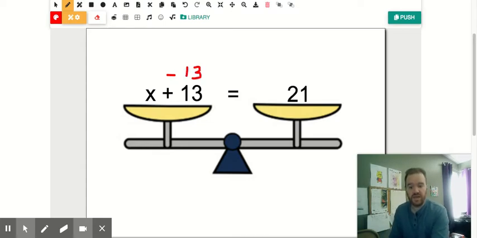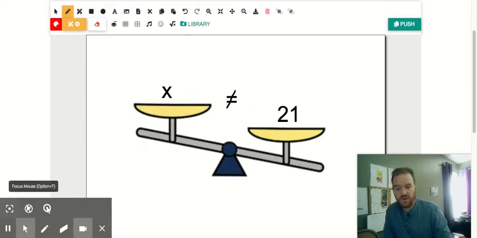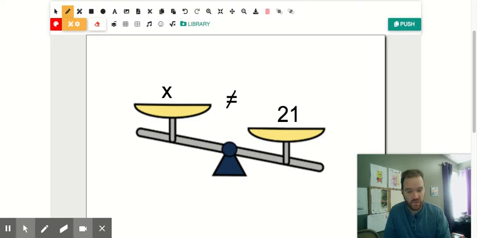Now, let's see what happens once we take 13 off that side. So now we removed 13, and this scale has become unbalanced. We have x over here, and we have 21 over here. They're not equal anymore because we removed that 13. So now I need to make sure we get our scale back balanced, and in order to do that, I'm going to have to subtract 13 from this side also.